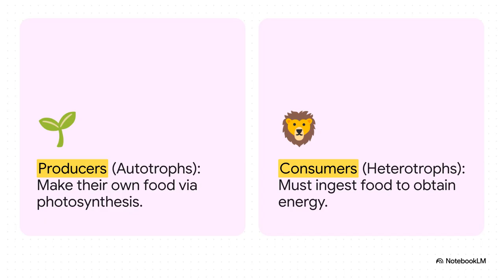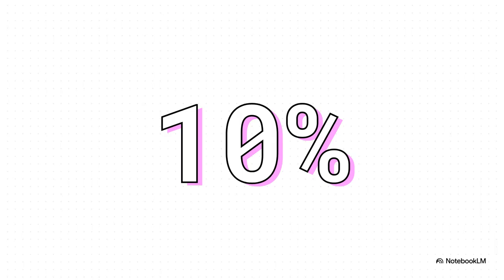Then you've got everyone else, the consumers, or heterotrophs. Because they can't make their own food, their one and only job is to acquire currency by eating it. They have to ingest other organisms just to build ATP and stay alive. But here is the absolute harshest reality of this entire economy: the 10% rule. Every single time energy is transferred from one organism to whatever eats it, a massive 90% of that energy is just lost. Only 10% actually gets passed on to the next level.